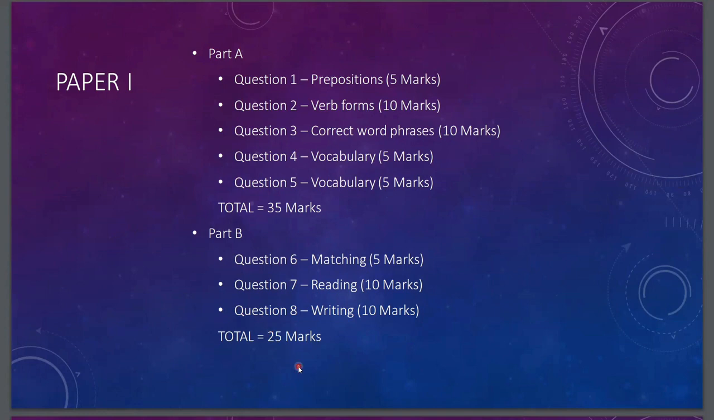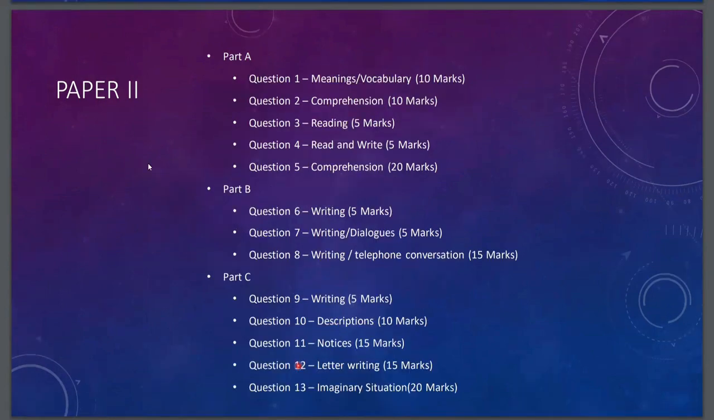And yes, that marks the end of the first paper. And here comes the second paper, which is based on 3 parts, namely Part A, Part B, and Part C. Part A evaluates your reading skills. Part B is about dialogues. And Part C is about writing skills. Here, 50 marks will be given to Part A, 25 marks for Part B, and 65 marks for Part C.